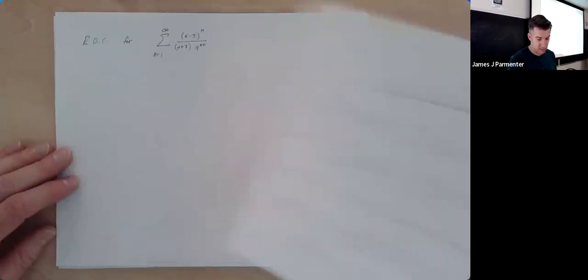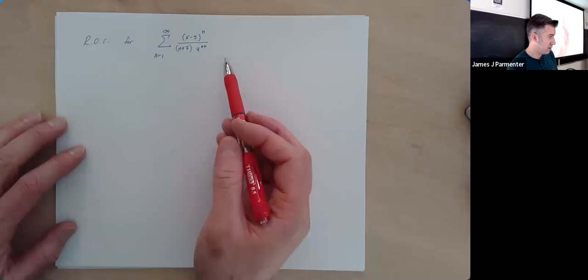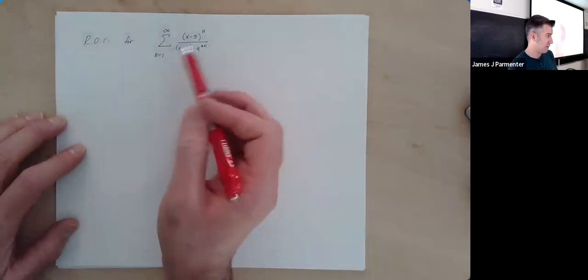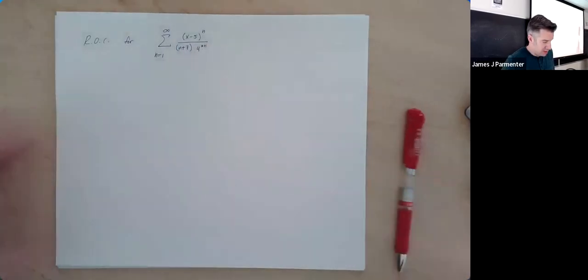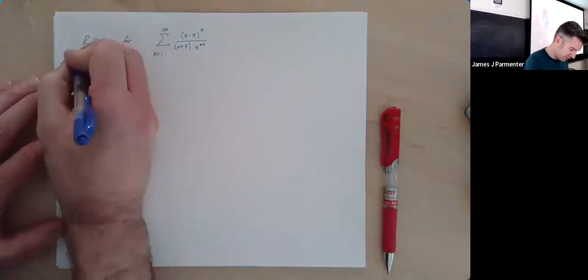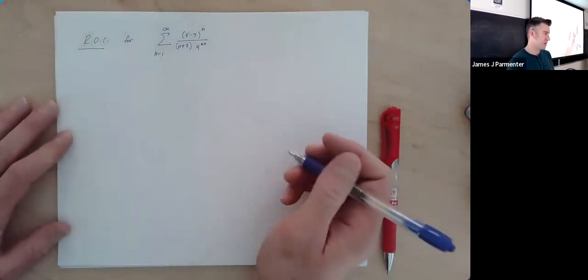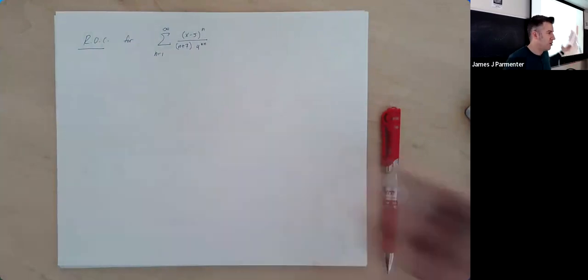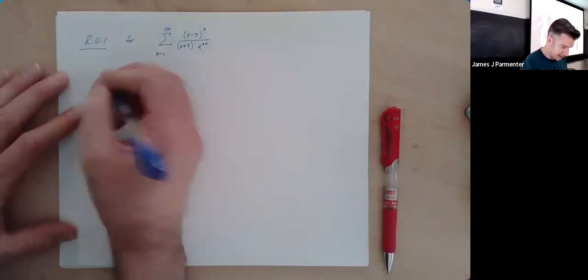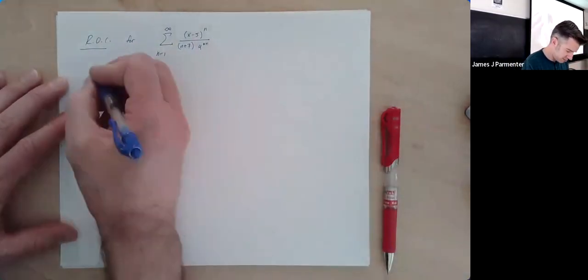This next one, definitely not geometric, right? We're not just multiplying by the same thing every time to get to the next term. We're going to use the ratio test. So whenever you hear the words find the radius of convergence, you should immediately think ratio test. That's the only thing you're going to do. So we're going to take the, and I used n because of course I did, right?